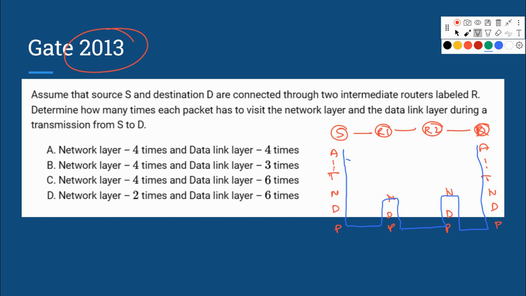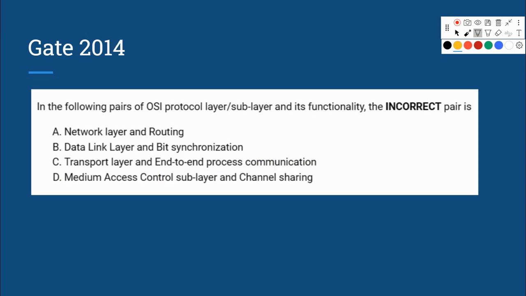Cool. Now for the network layer, where exactly did it pass? It passed here, it passed here, it passed here. Right? And for the data link layer, it passed here, here, and here. Right. So looking into this diagram, it is clear. For the network layer, it goes 4 times, and for the data link layer, it goes 6 times. So option C is the correct option.